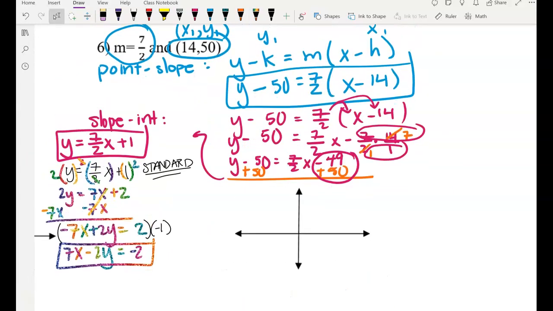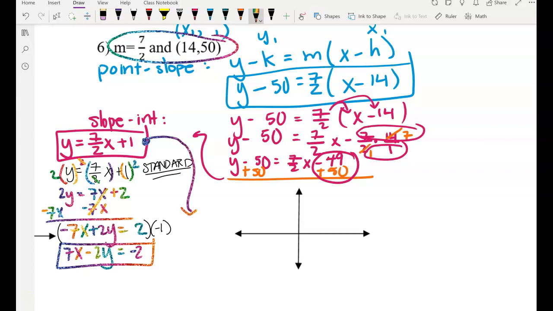Okay, now as you can see here, you are given a point and a slope, but that point (14, 50) is like way too big. And look at the grid that we are given, it's not very large. So I'm going to use this point right here to help us graph. The y-intercept is at 1. So what I'm going to do is make tick marks: 1, 2, 3, 4, 5, 6, 7, 8 on each axis direction.